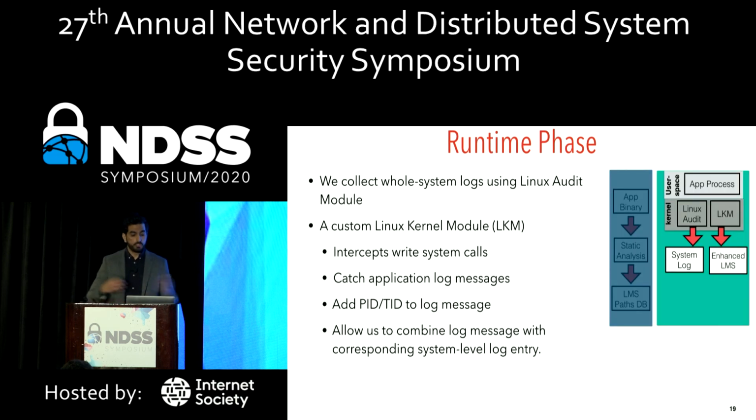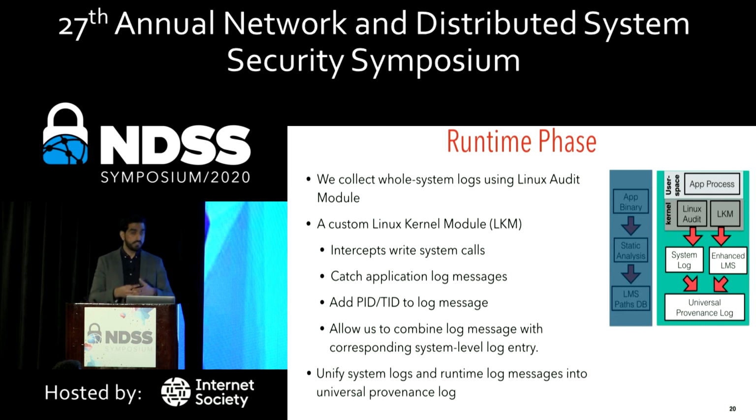So now after this offline phase, we move on to the runtime phase where we collect both the application logs and the system level logs. To collect system logs, we use the Linux audit module. To collect the application logs, we build a custom Linux kernel module, which intercepts every write syscall. The idea here is that we want to capture every application event because we want to add PIDs and timestamps to these log messages so that we can find out where we want to graft them or encode them into the system-level log entry.